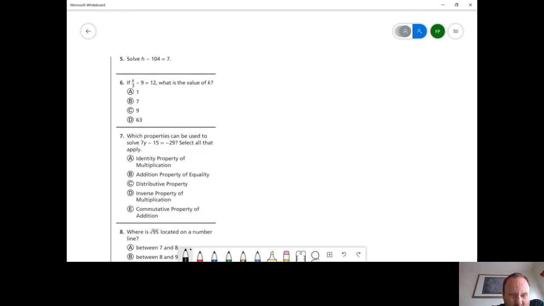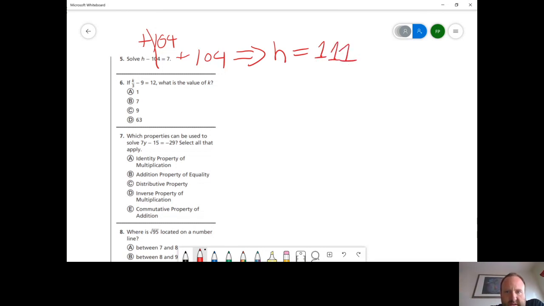So plus 104, that cancels out here, and plus 104. Well, let's see, 100 plus 4 plus 7, that's really what that is. So what's 7 plus 4? 7 plus 4 is 11. So h equals 111, or easier to see, 1, 1, 1.